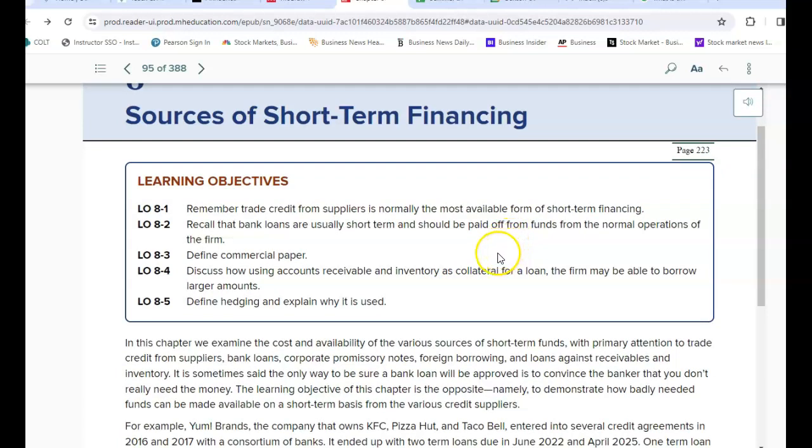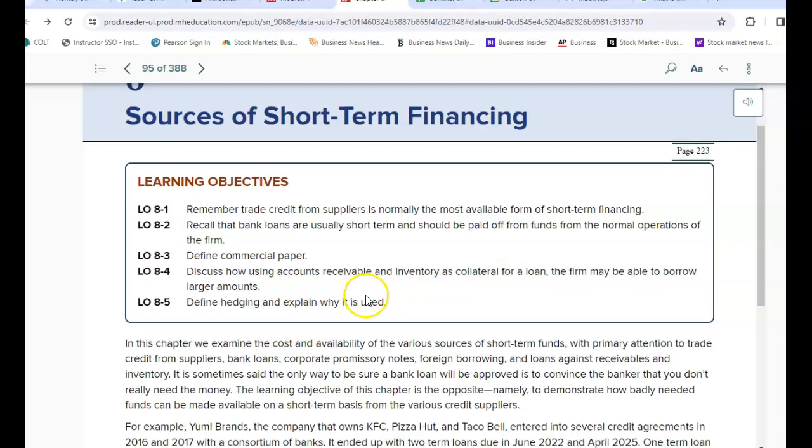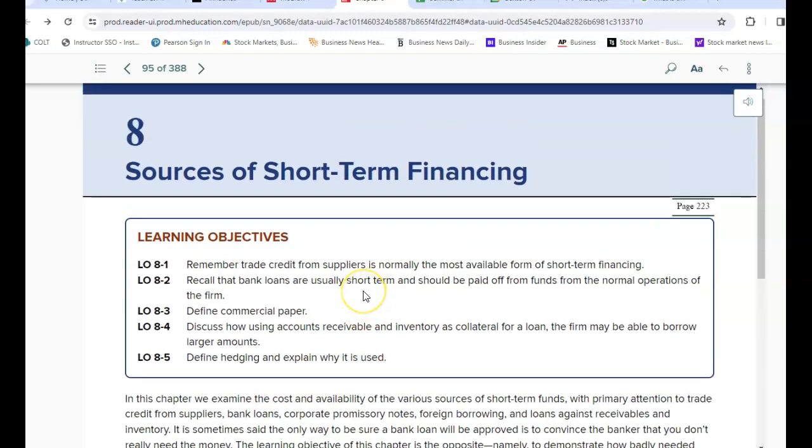And then you're going to start getting into the concept of hedging, explaining why it's used, and in what context it's used. So again, we're going to talk about short-term financing. It seems relatively mundane, but it's incredibly important in the profitable operation of most companies, both extremely large and small.